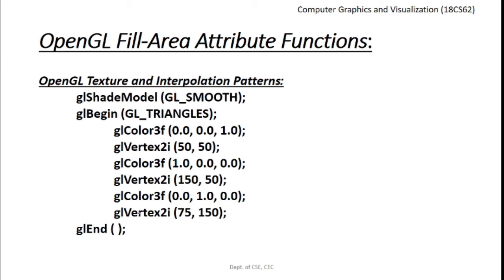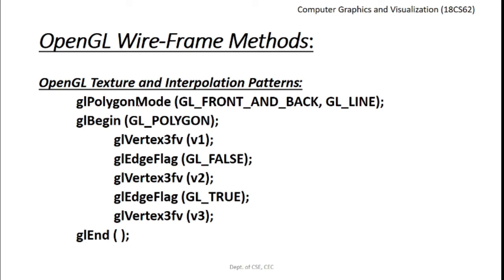Now let us briefly look at what we mean by the OpenGL texture and interpolation function. Suppose we want to specify a texture for a given object as smooth. We have a function called glShadeModel, and the constant that we will be using is GL_SMOOTH. That is one parameter we can give to glShadeModel to get a very smooth texture for a given surface. Then we have one more function called glPolygonMode, which is basically a function for specifying the wireframe methods.